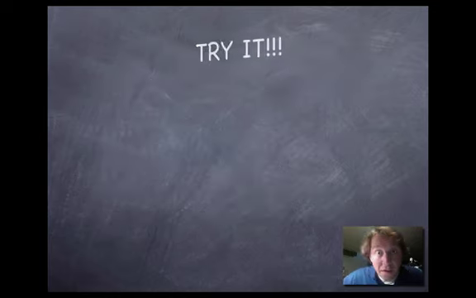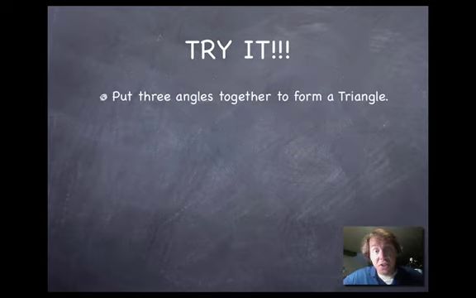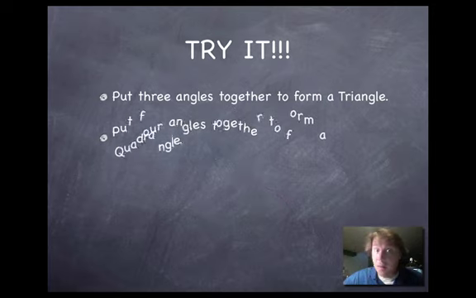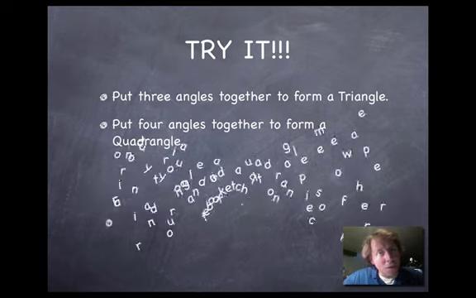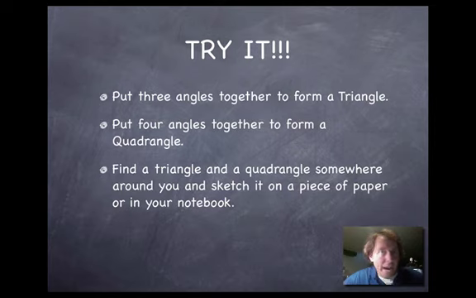All right, so now that you know it, I want you to try it. We're going to start out, put 3 angles together, create a triangle. Make it as big or as little or as crazy looking as you want, but make sure there's exactly 3 angles. Then I want you to put 4 angles together to create a quadrangle. And then I want you to take a look around you in the room. I want you to find a triangle if you can. I want you to find a quadrangle. That should be easy. And I want you to sketch them somewhere in the room around you. If you have to leave the room and go somewhere else, I'm sure you should be able to find a triangle and a quadrangle and to sketch it.